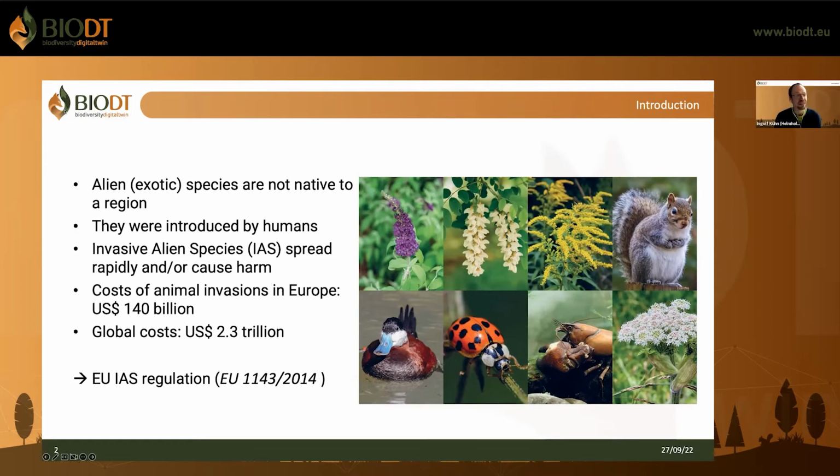And then a subgroup of these alien or exotic species are the invasive alien species. And there we have 2 different definitions. The one is the more scientific definition, that is, those are the species that spread rapidly. And for specific species groups, there are specific thresholds for what a rapid spread means, but they are different for different groups. Or, and that is the more political definition, also the definition that was used in the Convention on Biological Diversity, is that they cause economic or ecological harm.